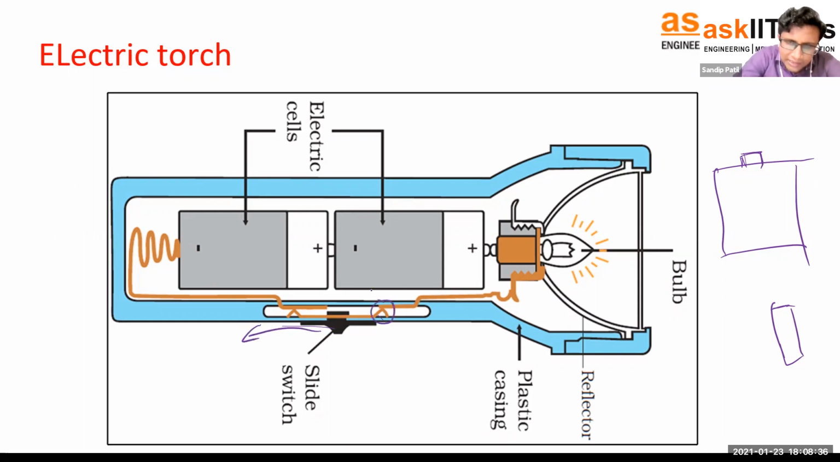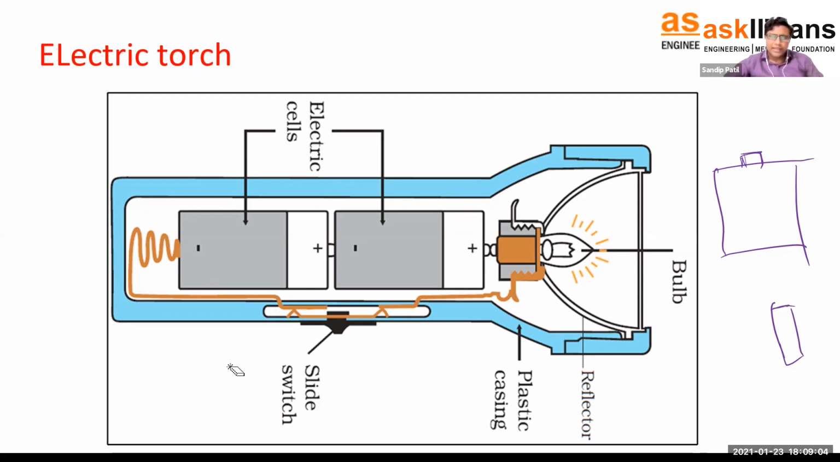Here you can see closely. If you look here, there is a connection here. If you slide the button downward, this connection will go away, so the circuit will break. It becomes an open circuit. Once the circuit becomes open, current will not flow, and the bulb will not glow. So we can say that we turn off the torch.